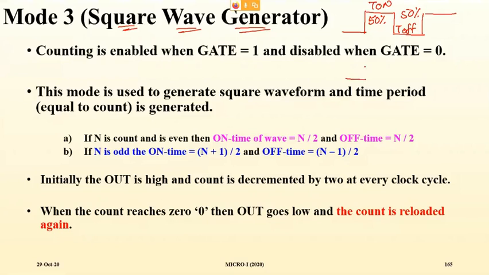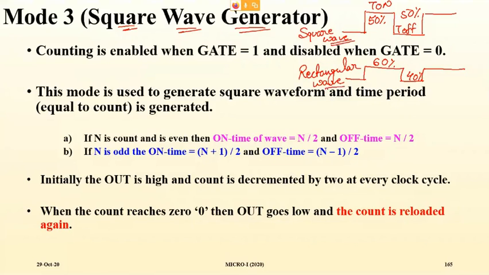Otherwise, if suppose it is not 50%, suppose it is 60/40, in that case we will not call it a square wave, rather it will be called a rectangular wave. It is not a square wave. A square wave is only when you have 50% time on and 50% time off. This is a square wave.